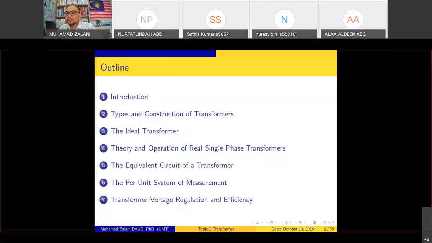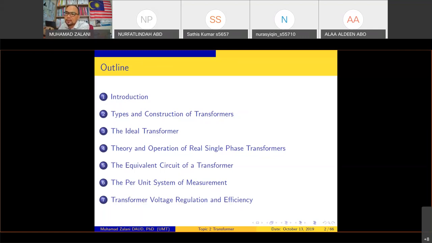And 2.6, the per unit system. The per unit system is actually the measurement system that is used for calculation of the transformer quantities. By using the per unit system, it will be much easier for us to understand, because we can use the per unit quantities from the primary side of the transformer to calculate the quantities at the secondary side of the transformer. So later on we'll explore this further.